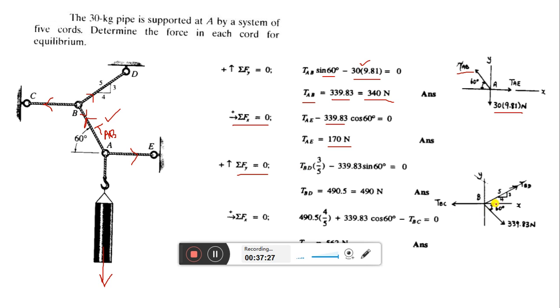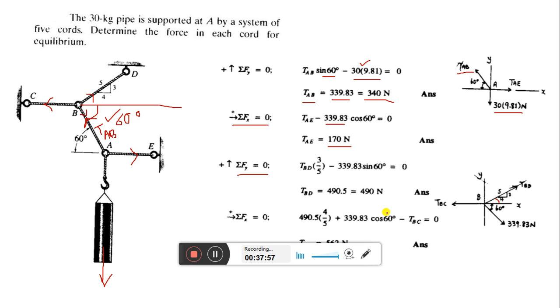So we will draw the free body diagram first. This angle is 60 degrees, that is also known. Okay, from this geometry we can tell that this is also 60 degrees. This angle is 60 degrees. Okay, and there the 3, 4, 5 information is given. So this angle we need to calculate.